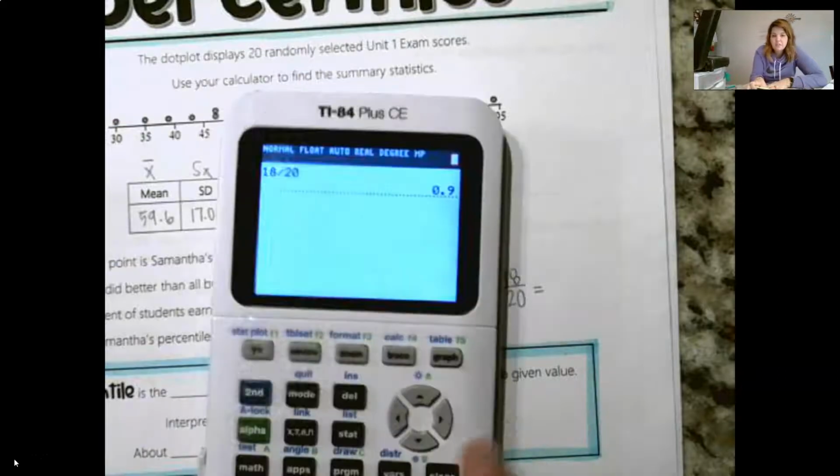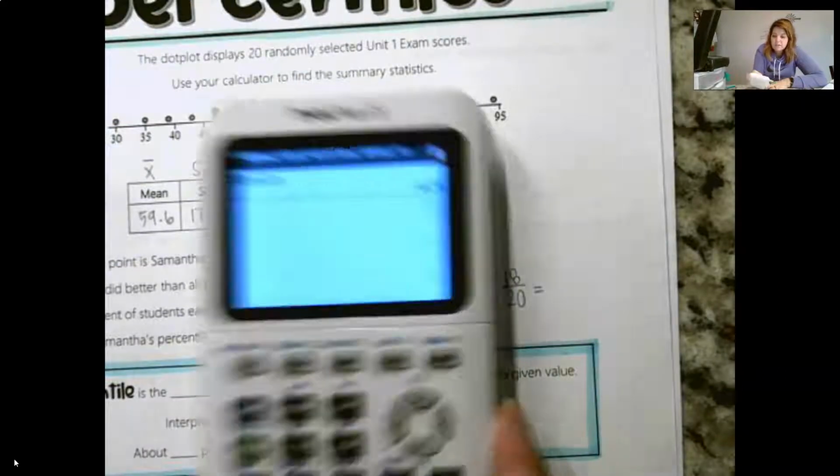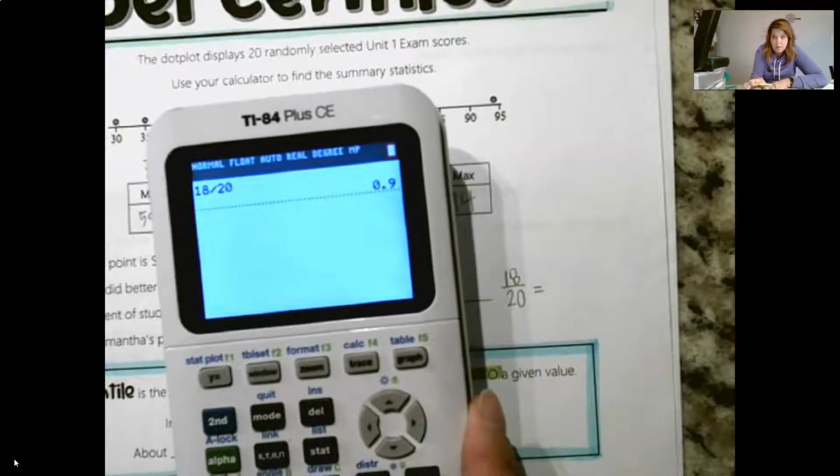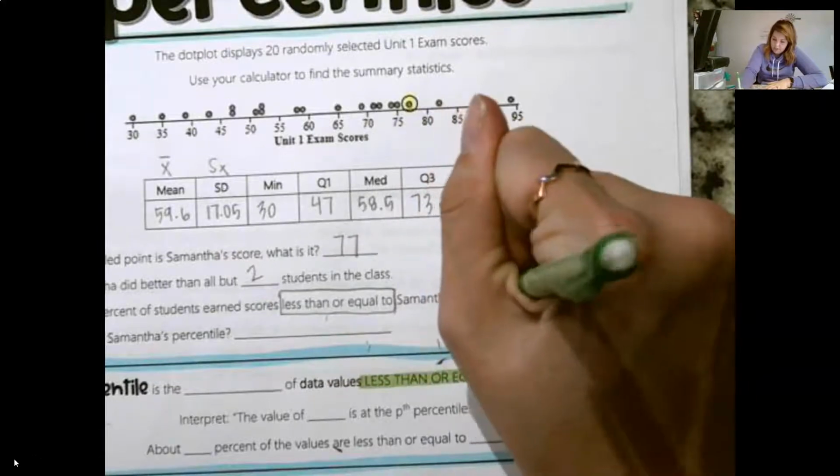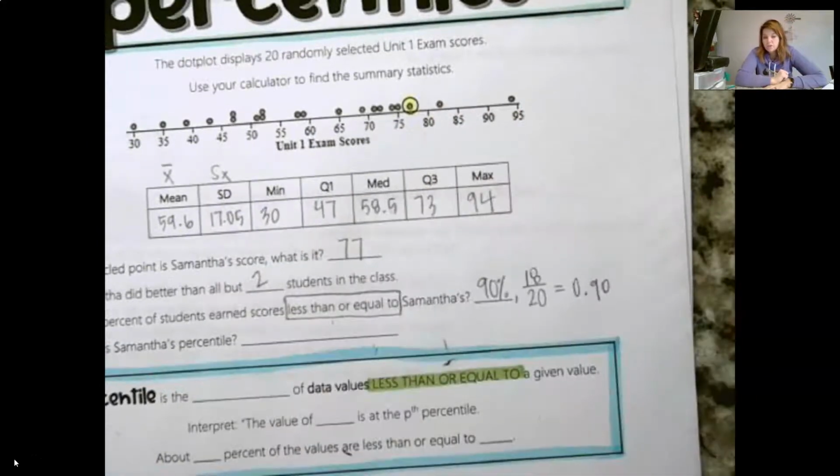We plug that into our calculator, and my calculator gives me 0.9. Hopefully it doesn't die soon because I'm in the red battery phase. I always write it as money, so I'm going to write mine as 90. So how many students scored less than or equal to her? 90%.